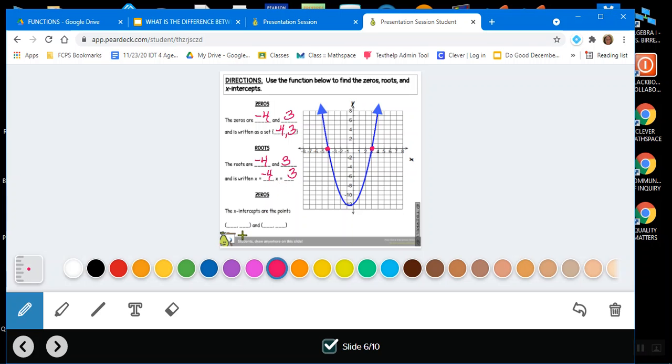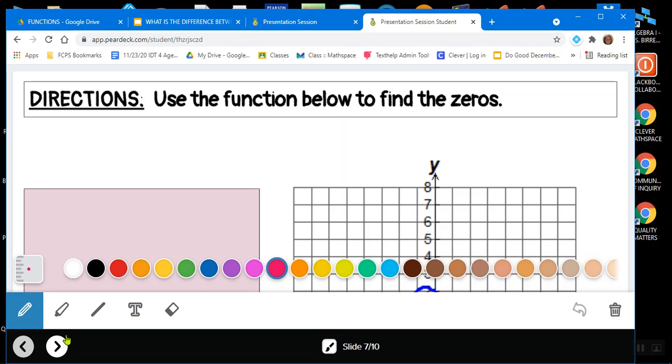The intercepts, or the x-intercepts, are the points where it crosses. So if I were to write this as a coordinate, it would be (-4, 0). And this one would be (3, 0). So let's try a couple.